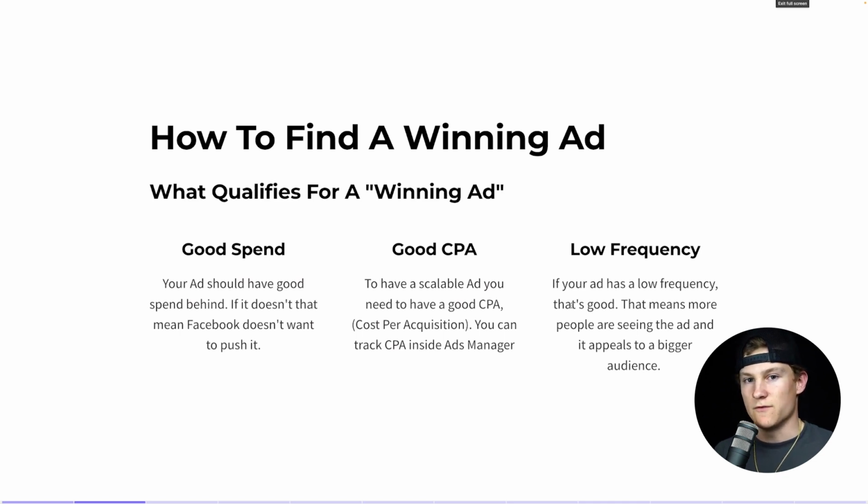Well, the good spend means that Facebook wants to push that ad. So that means it looks good on someone's feed. People like it. People are stopping on it because it's keeping people on their platform. Now, a good CPA is also good for your ad because that means you're making money. You have a good ROAS and you're actually making money on that ad. You may be a 3-4 ROAS, which just means for every dollar you put in, you're getting 3 out. And a low frequency is also good because that means that not a lot of people are actually seeing that ad. So that means that you're appealing to a big group of people.